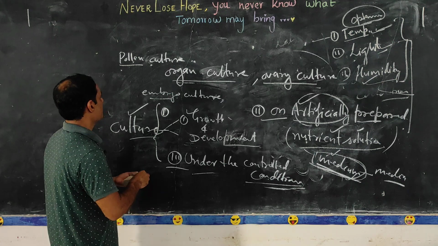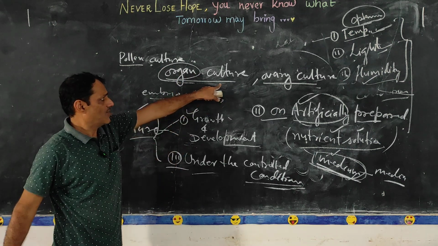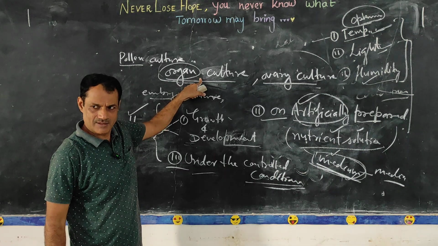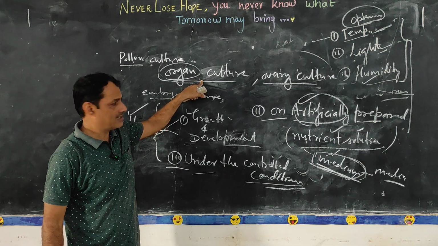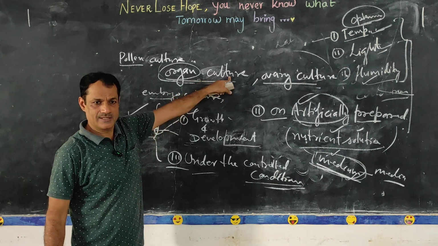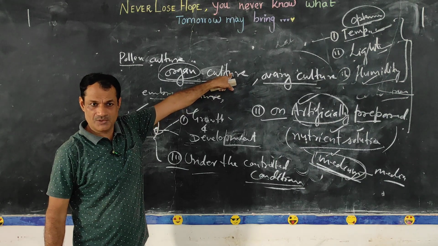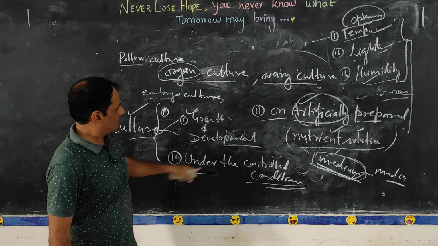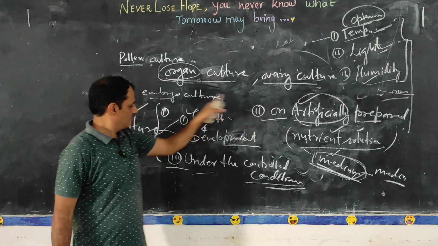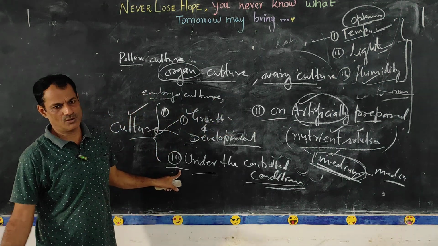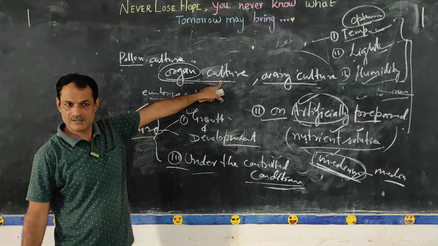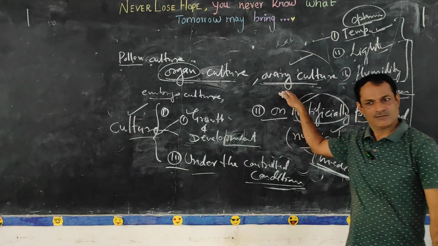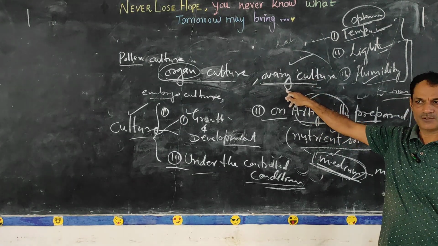For example, organ culture, same definition. What is the difference here? Organ only. So, what is organ culture? The growth and development of plant organ, point number 2, under the controlled condition. That is called as organ culture. It may be ovary, same way, in prepared solution.